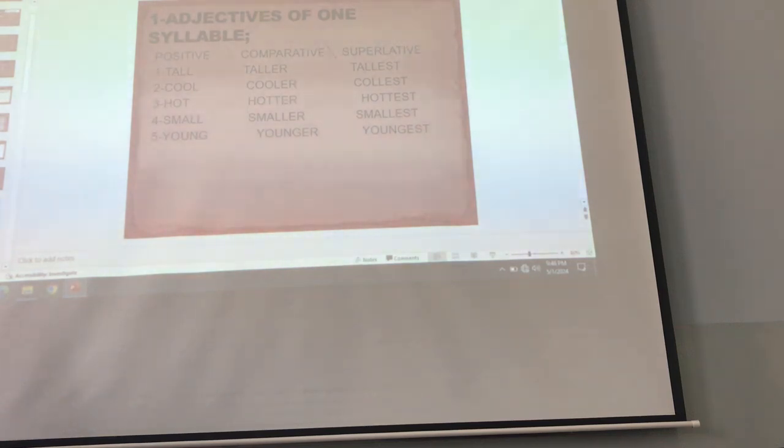For example, the comparative and superlative degrees of tall are taller and tallest; cool, cooler and coolest; hot, hotter and hottest; small, smaller and smallest; young, younger and youngest.